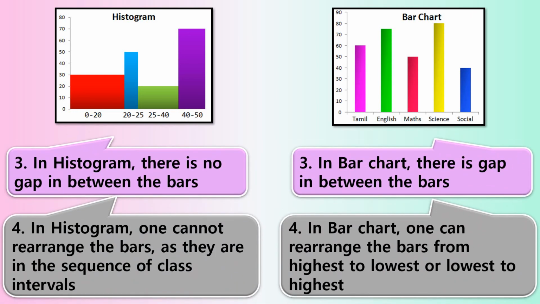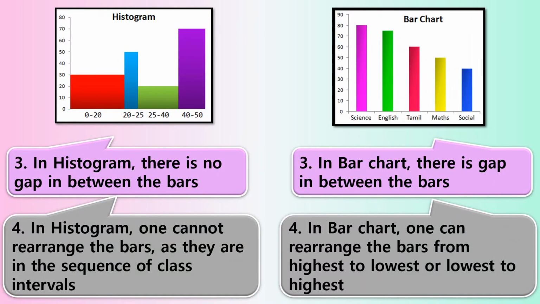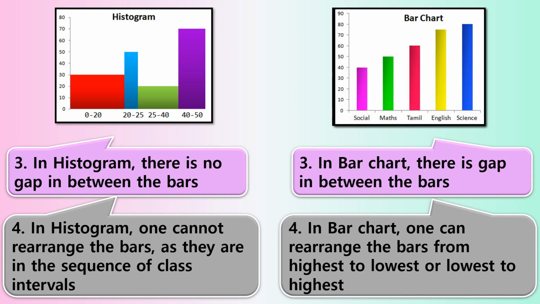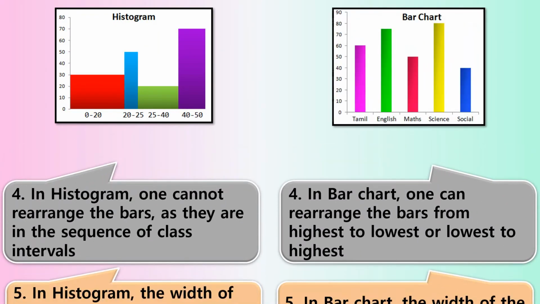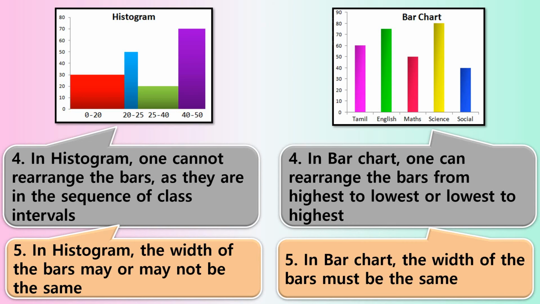In histogram, one cannot rearrange the bars as they are in the sequence of class intervals. In bar chart, one can rearrange the bars from highest to lowest or lowest to highest. In histogram, the width of the bars may or may not be the same. In bar chart, the width of the bars must be the same.